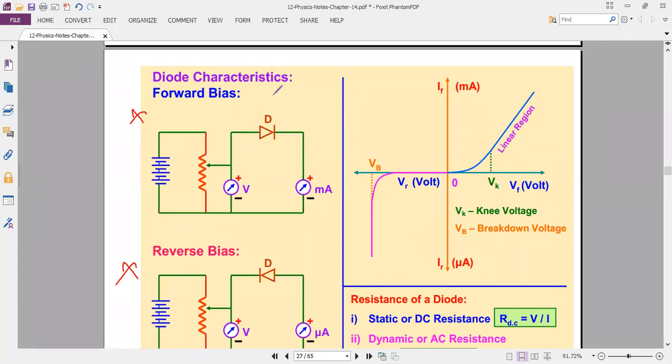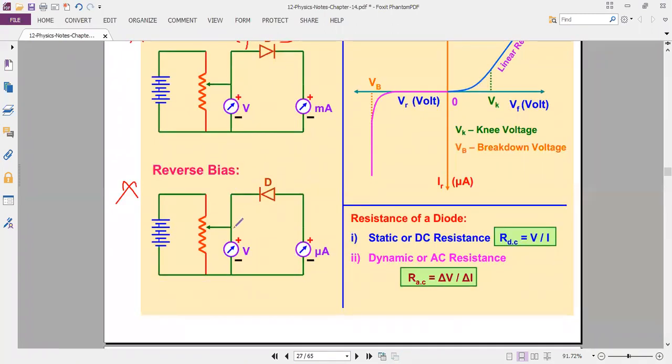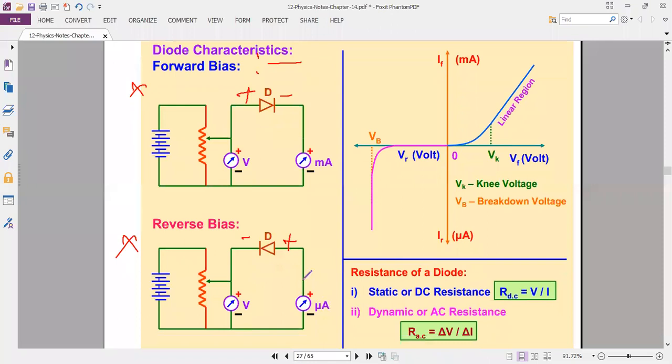The diode has forward characteristics. PN junction forward characteristics. See, this is positive, this is negative. And in reverse bias, this is negative and this is positive. In reverse bias, the current is in microamperes. For forward bias, the current is in milliamperes. mA is milliampere, and μA is microampere.